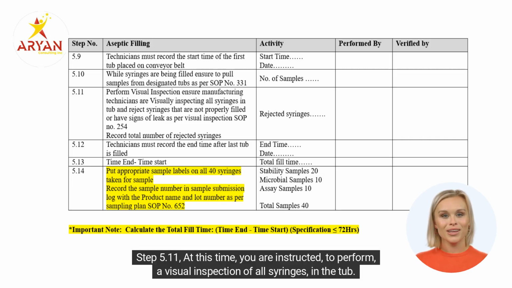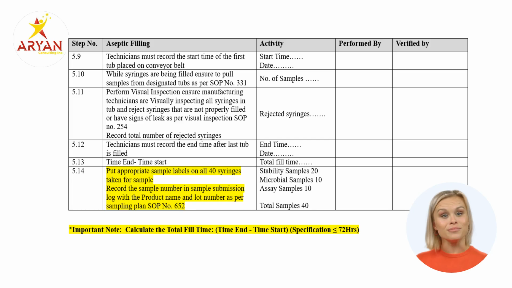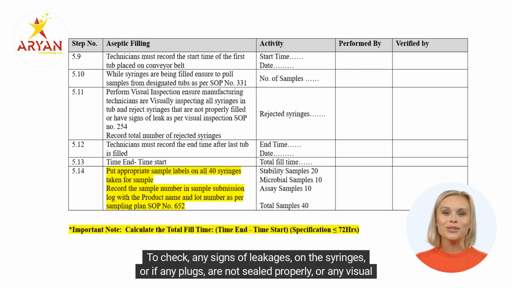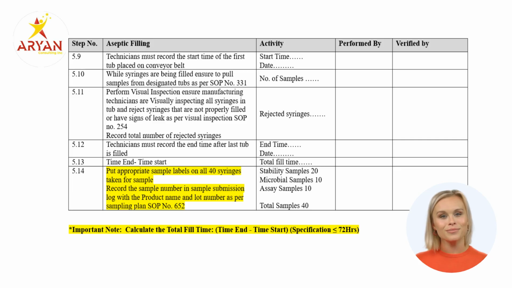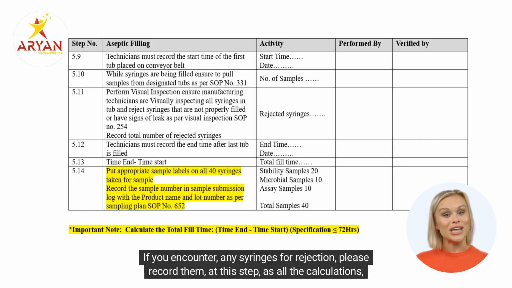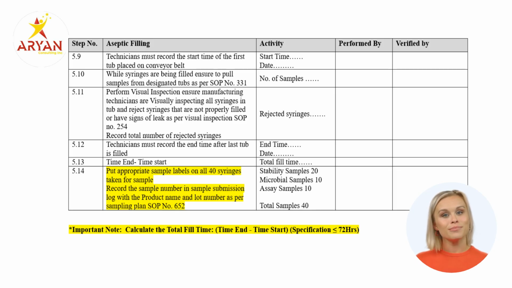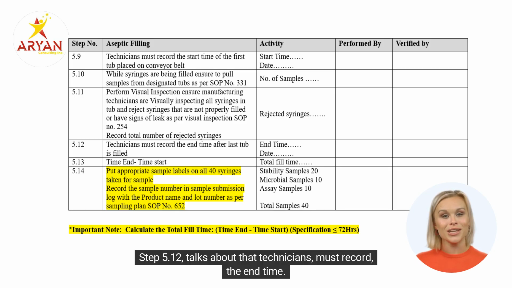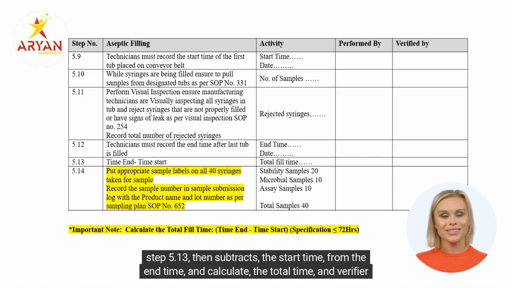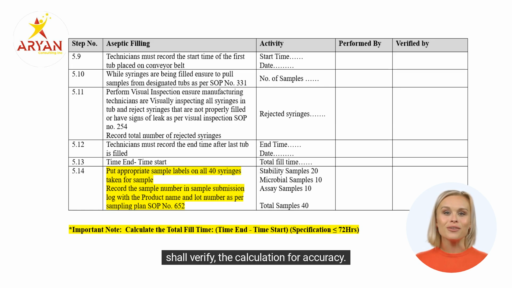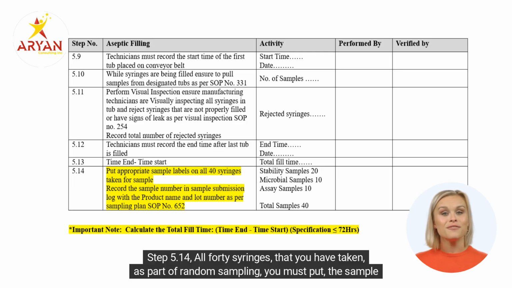Step 5.11. At this time, you are instructed to perform a visual inspection of all syringes in the tub to check any signs of leakages on the syringes or if any plugs are not sealed properly or any visual defects in the syringes. If you encounter any syringes for rejection, please record them at this step as all the calculations will be reconciled later. Step 5.12 talks about how technicians must record the end time. Step 5.13 then subtracts the start time from the end time and calculates the total time, and the verifier shall verify the calculation for accuracy.